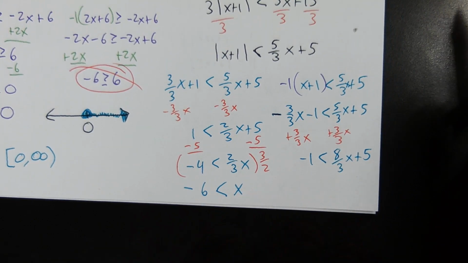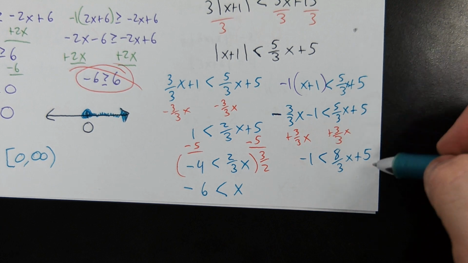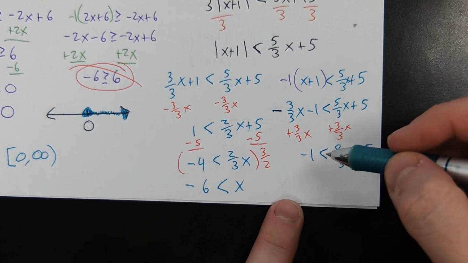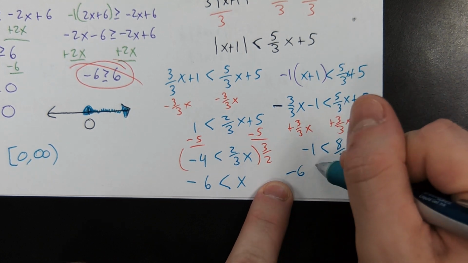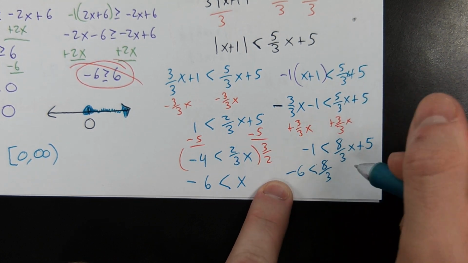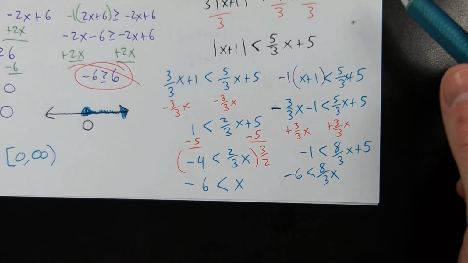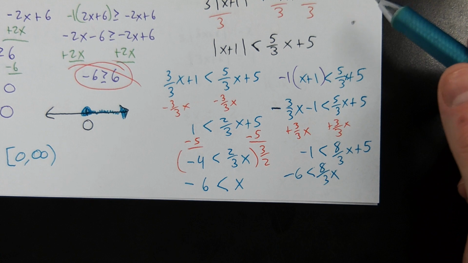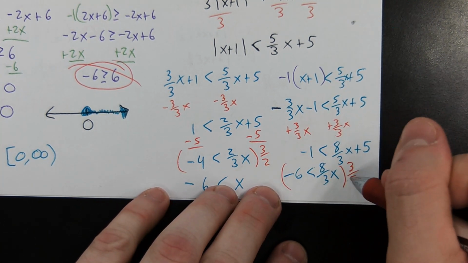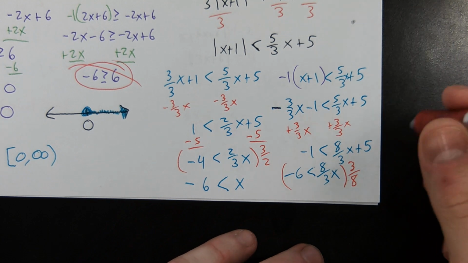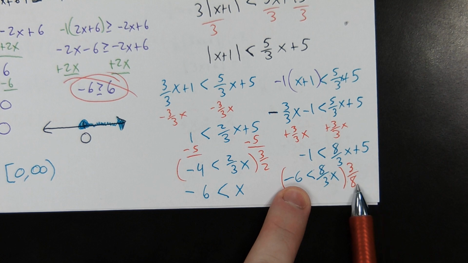I have really worked myself into a tiny corner down here. Do you see this? How am I going to do this? If I subtract 5, it's going to give me negative 6. I am just out of space, folks. I have to multiply both sides by 3 over 8. Well, that's 18 over 8, 9 over 2.